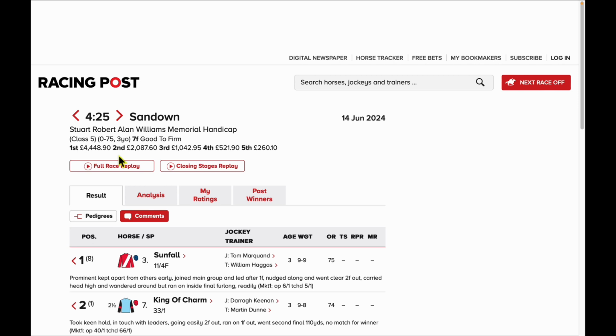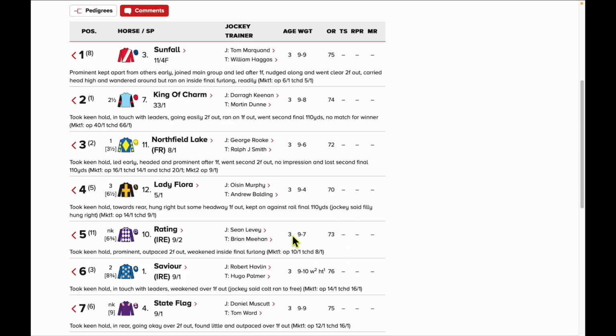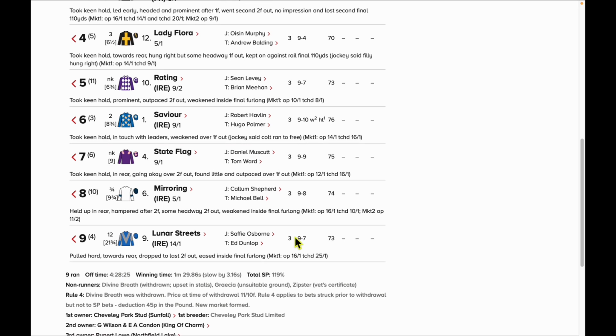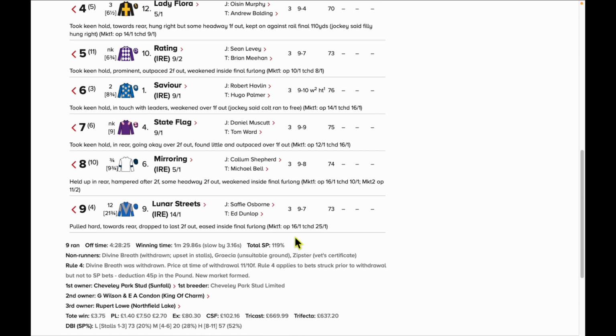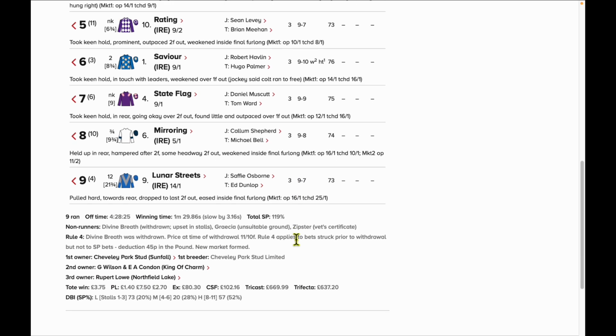0.675, which you'll multiply by 7, which will give you a number, 4.725. And that is how slow this race should be ran.